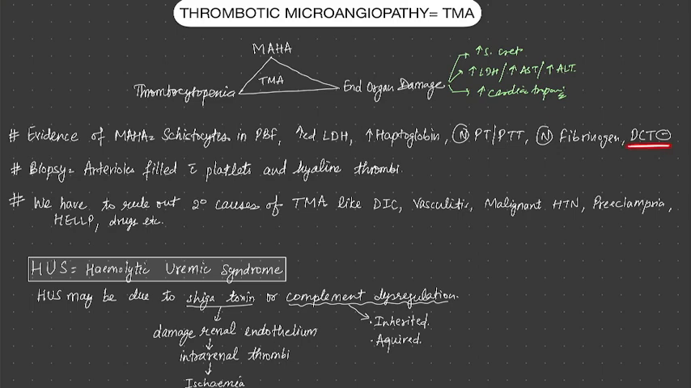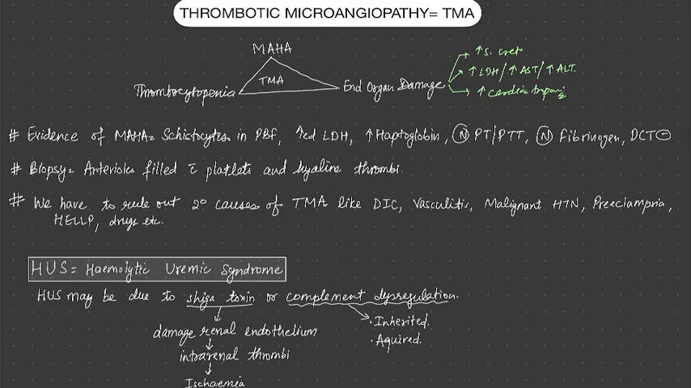Direct Coombs test will be negative, means no autoimmunity is involved. So this is microangiopathic hemolytic anemia. The disorder pertains exclusively to the vascular cause. That's it, without any involvement of immunity, without any involvement of any other mechanism. Biopsy: we will see arterioles which are filled with platelets and hyaline thrombi. This is the biopsy finding.